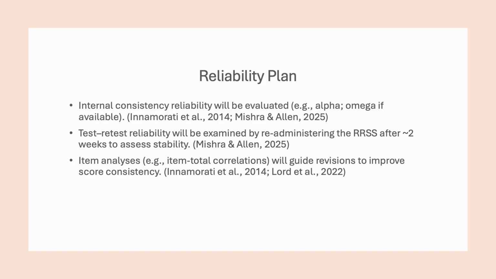First, internal consistency reliability will be examined using measures such as alpha and omega if available. Internal consistency answers the question, do the items hang together as a coherent measure of romantic rejection sensitivity? If internal consistency is low, it may indicate that some scenarios are not measuring the same underlying tendency or that wording is confusing.